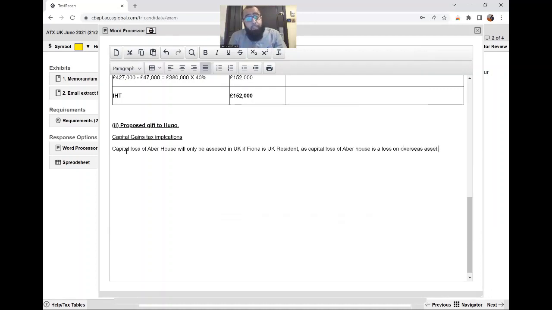I will repeat everything. The key is that you don't have to rush. You have to listen to me very carefully. Capital loss of Aberhouse will only be assessed in UK if Fiona is UK resident, as capital loss of Aberhouse is a loss on overseas asset.